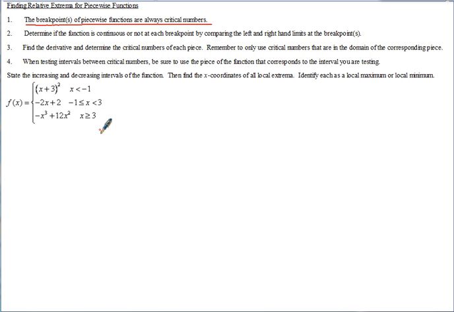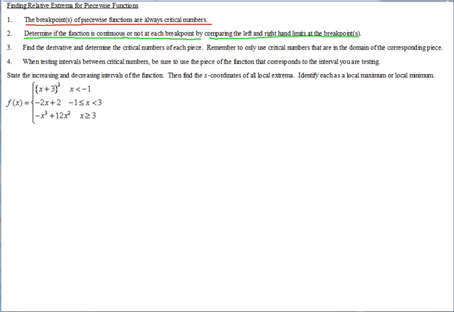So keeping in mind they're going to be critical numbers, they have to go on our number line either way. What's important, though, to see if they could be a min or a max, is to determine if the function is continuous or not at each breakpoint. And the way we do that is by comparing the left and right hand limits.